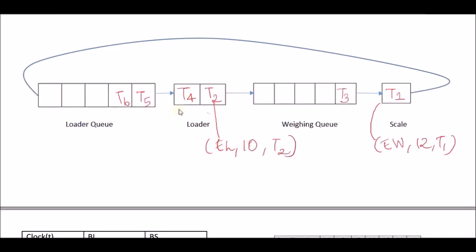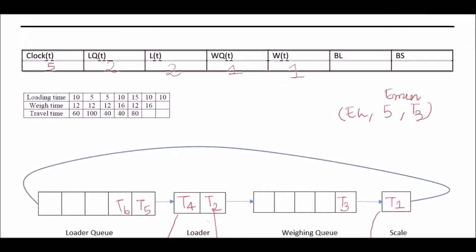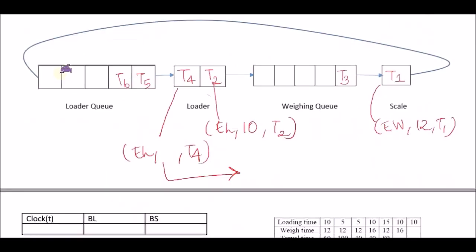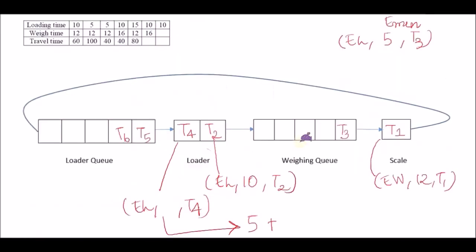And then this is new, right? This is new. So it's again going to be end loading because it's in the loader, which is the truck T4. And how do we calculate this? This is going to be the clock, but here the clock is not 0. Our clock over here is 5. So it's going to be 5 plus. Now, how do we calculate the loading time?